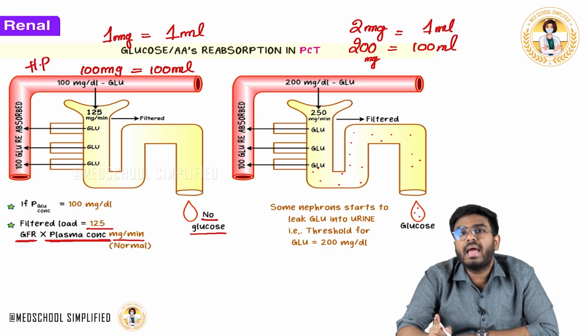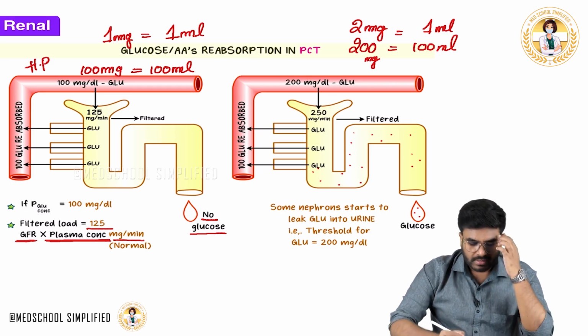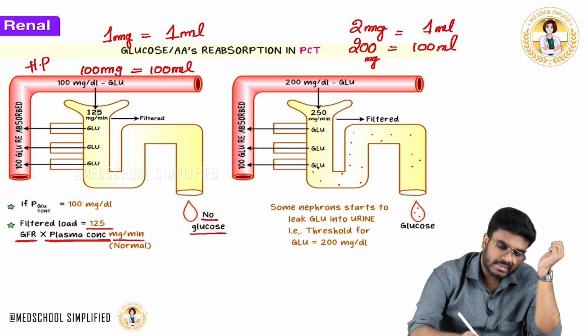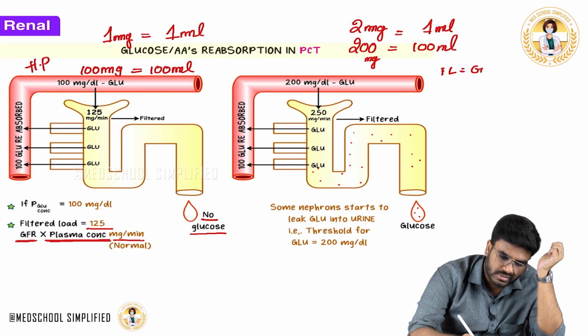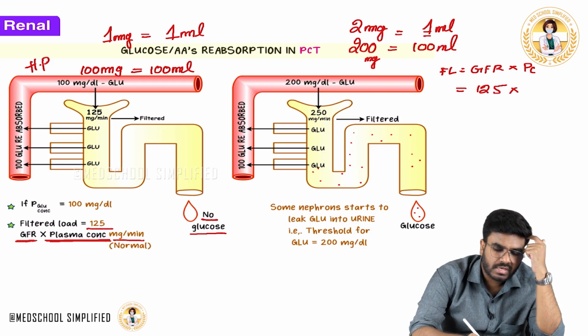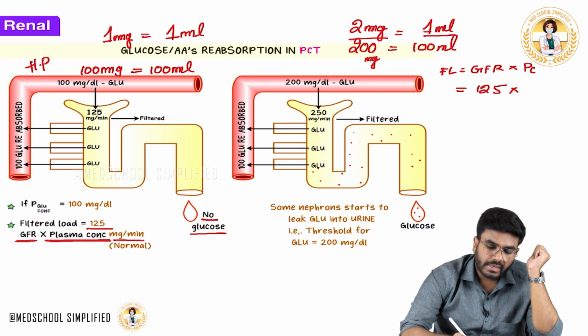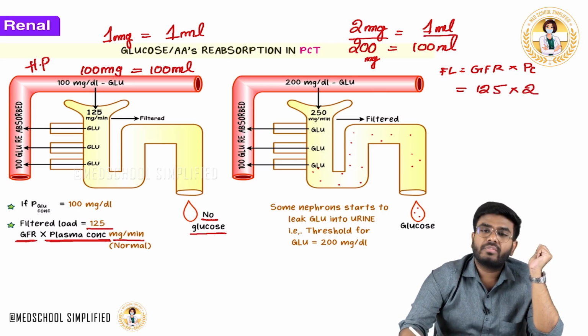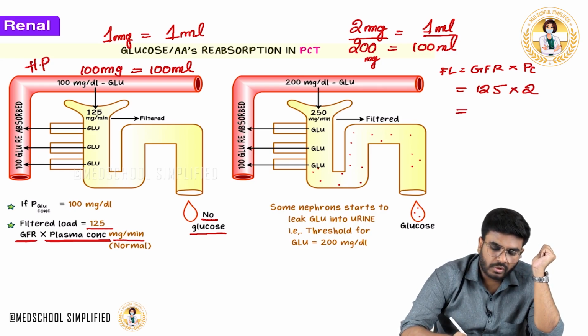But every ml has 2. So what is the filtered load? We know the filtered load formula: filtered load is equal to GFR into the plasma concentration of glucose. What is the GFR? GFR is 125. What is the plasma concentration of glucose now? So 125 into 2. How much is 125 into 2?